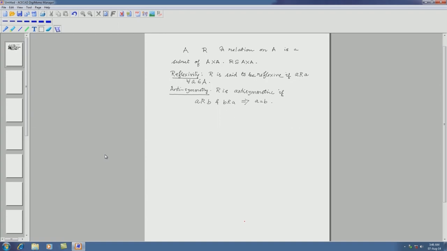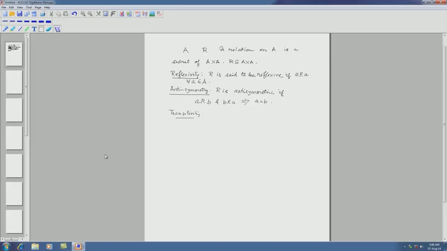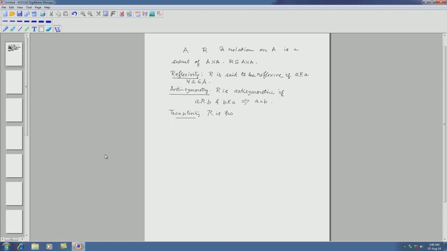Finally, the third one that we need in today's lecture is called transitivity. R is said to be transitive if A related to B and B related to C implies A related to C. Now, a relation R is said to be a partial order if it is reflexive, antisymmetric, and transitive.